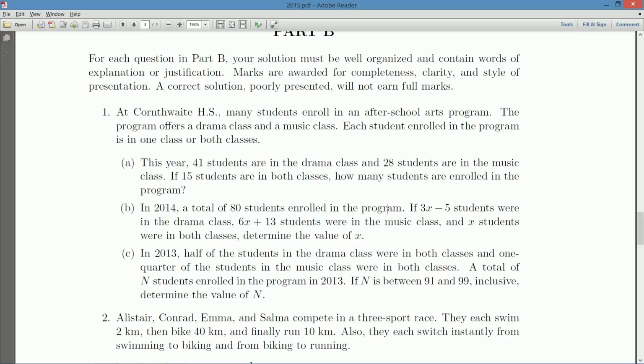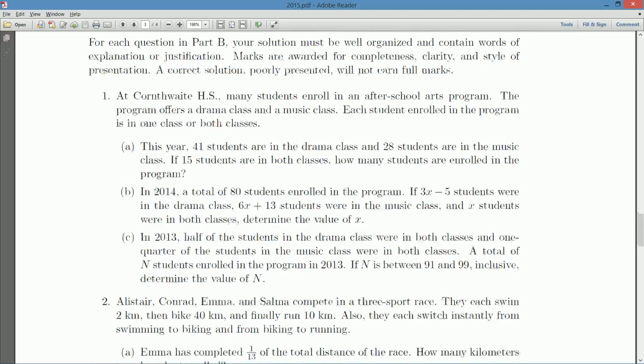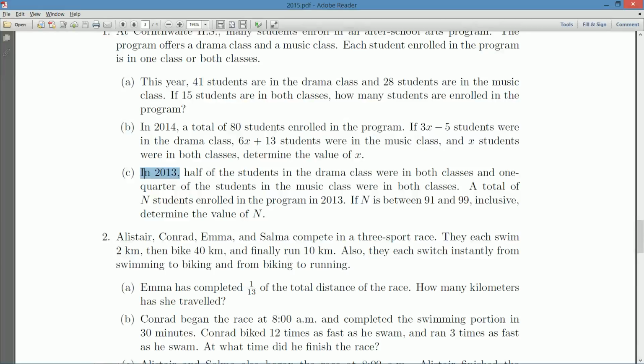We've got part C to go, and I'm betting there's going to be another Venn diagram. So 2 years ago, that's 2013, half of the students in the drama class were in both classes, and 1/4 of the students in the music class were in both classes. So, half the students in the drama class were in both classes. So maybe if we called the number of students in the drama class D, so 1/2 D is in both. And if we called the number of students in the music class M, 1/4 M is also in both. So 1/4 M is 1/2 D.